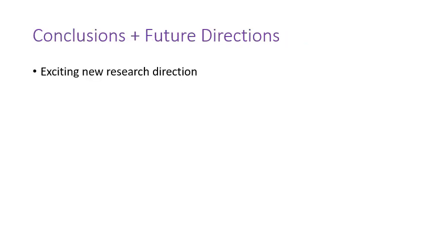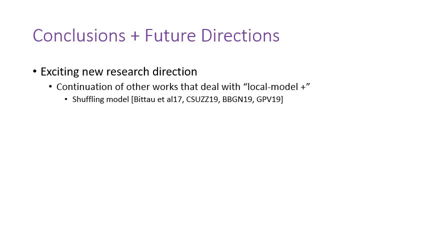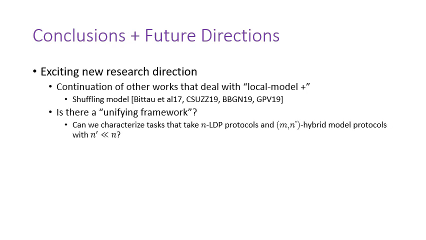Okay, so to conclude this work, we think that this is an interesting, exciting new direction for research. It joins a variety of other works that append the local model with a different construction. Most commonly, the shuffling model adds a random shuffler of the n individuals. We are wondering if there's a unifying framework, namely if we can give some high-level characterization of tasks where the number of local model users decreases significantly from n to n prime, where we add to them this m size curator.